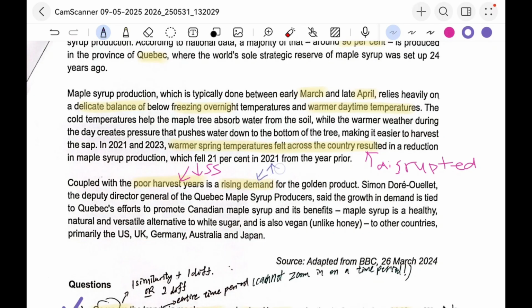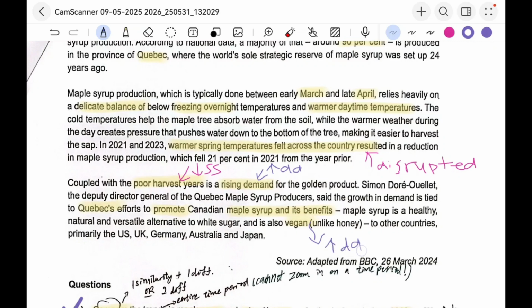Especially how do I link increase in demand to the demand factors, because now it's not so sure yet. Okay, then blah blah blah. Some deputy director of the company says that the growth in demand is tied to Quebec's efforts to promote syrup and its benefit. Okay, and how syrup is a healthier alternative and vegan, unlike honey. So all these advertising efforts on the benefits of maple syrup can increase its demand.